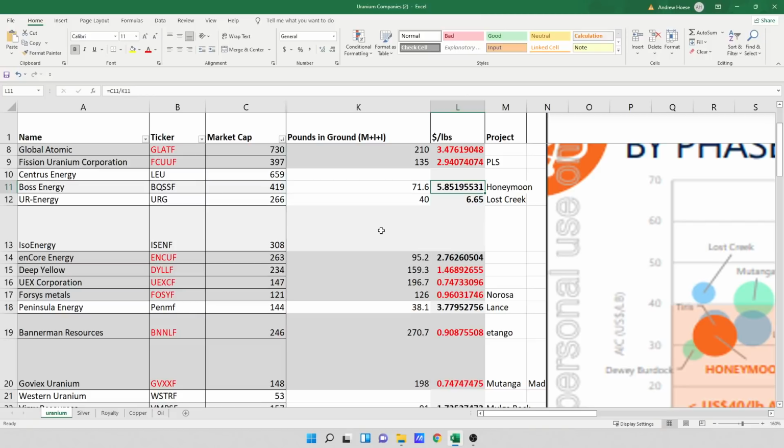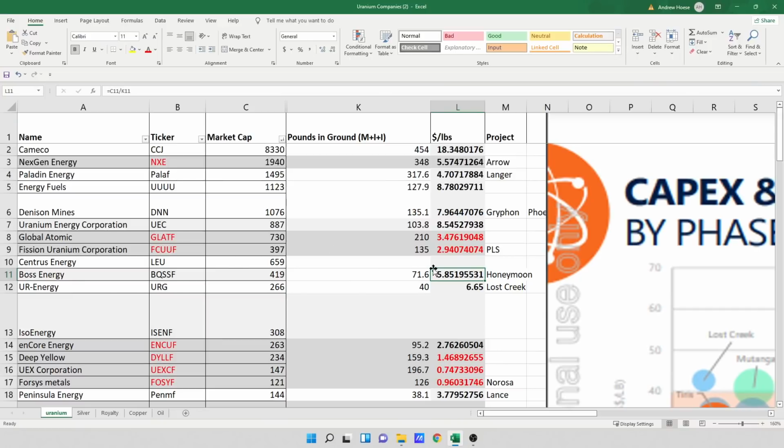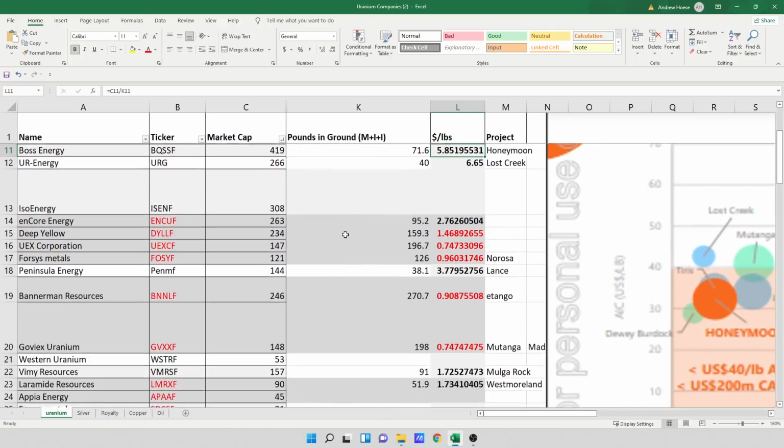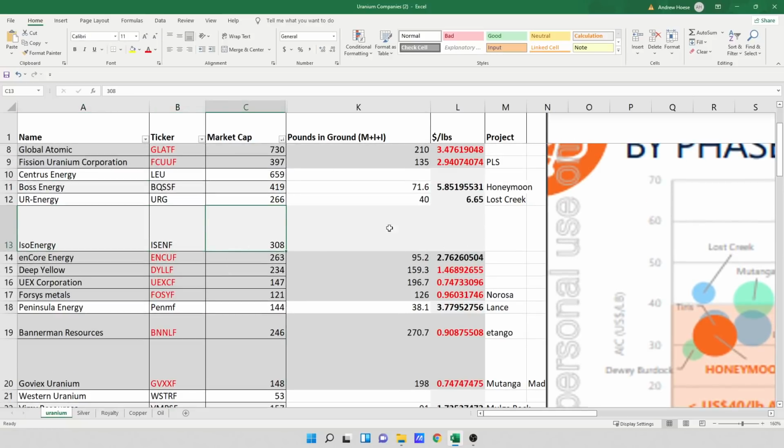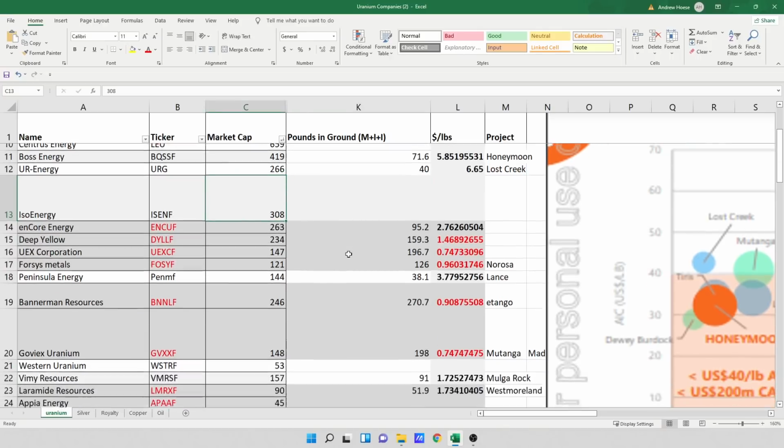Again, guys, that's my opinion. I could be completely wrong here. Maybe Boss will be one of the best buys because it is going to be a producer. The question that you have to ask is, what is this going to get revalued higher to? What is 5.85 going to go to? $8? What if Global goes from $3.50 to $8? You get a little bit more bang for your buck. Maybe, maybe not. It might not work out that way. ISO Energy is an exploration company. They could be onto something quite large. I don't have the pounds in the ground, but they're at 308 million.